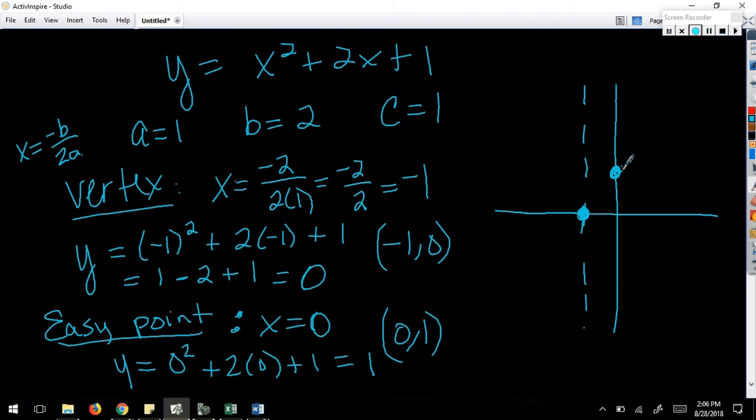Now think about what a parabola looks like. It can go up or it can go down. This is my vertex. Axis of symmetry. So if I have my vertex and I have some random point over here, how could you find the other side?